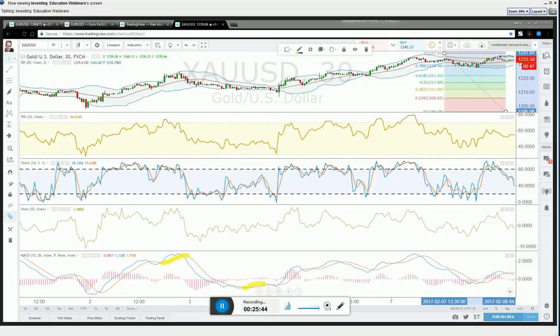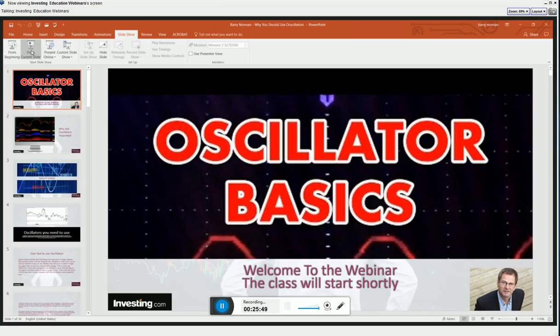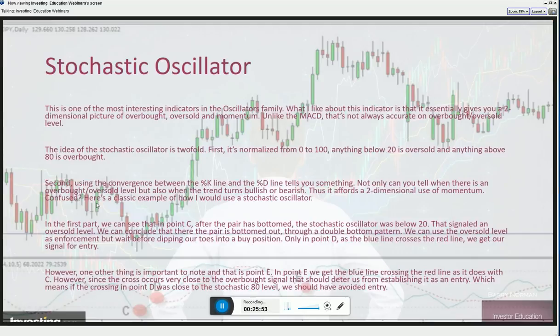So let's go back to my PowerPoint again. There we go. So again, stochastics is one of the most interesting indicators of the oscillator family. What I like about this indicator is that it essentially gives you a two-dimensional picture of overbought and oversold and momentum. Unlike MACD, that's not always accurate on overbought and oversold.